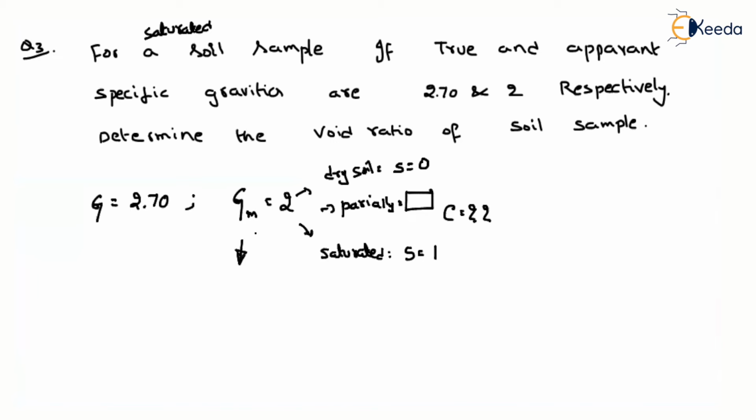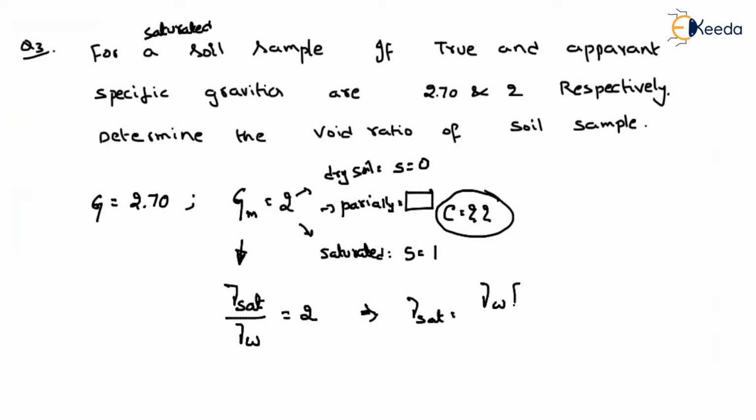Then how should I express my specific gravity? I will express this in terms of gamma saturation divided by gamma W. That is given as 2. At the end of the day we have to find out the void ratio. So what is the relationship between those two? Then I can say that gamma saturation will be equal to gamma W into (G plus SE) divided by 1 plus E. We have already seen the formula, right?